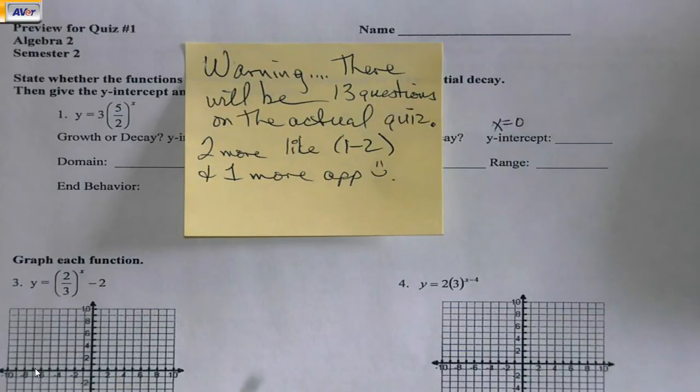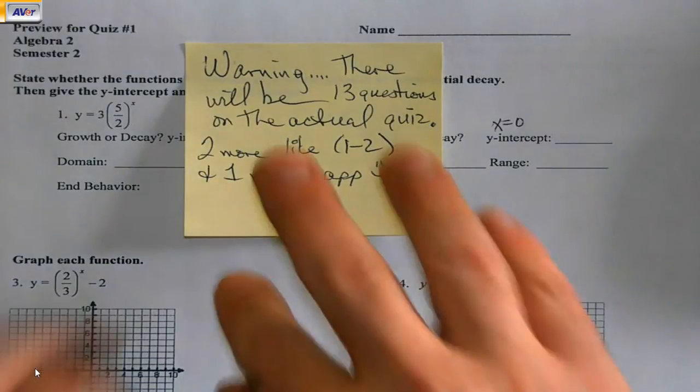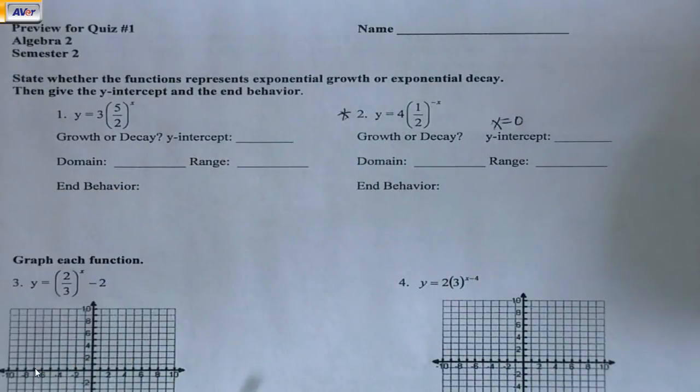There's going to be a couple more like these first two, where you're having to make some decisions on growth and decay. You know, how do you determine it, domain, things like that. And there's going to be one more app, but there'll still be formulas right there for you as well. So, all right, warning out of the way.